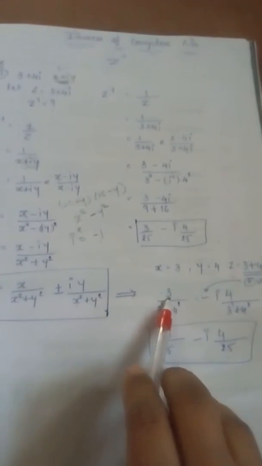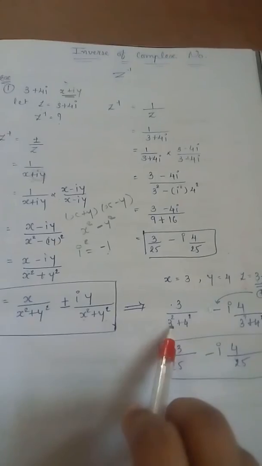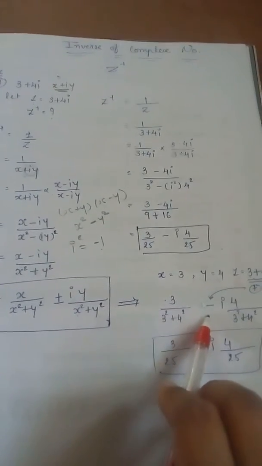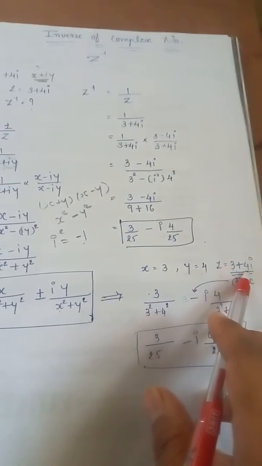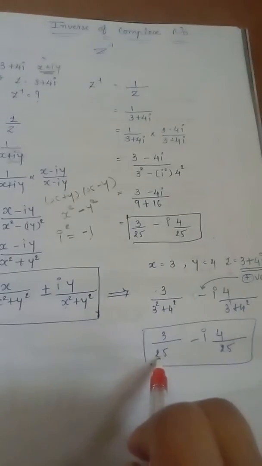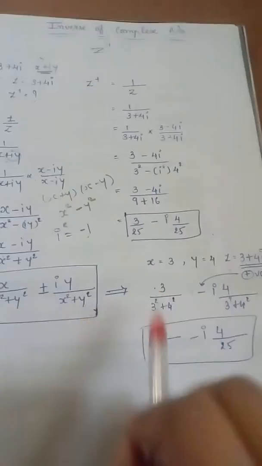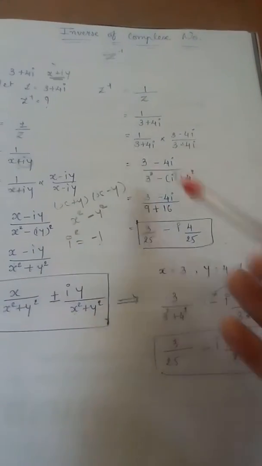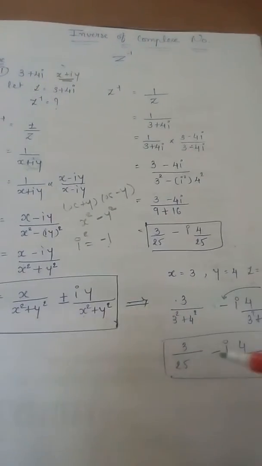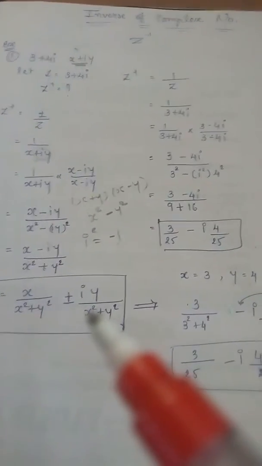x is equal to 3, so x by x square plus y square, which is 3 square plus 4 square, and minus, because here there is a positive sign between the real part and the imaginary part. So 3 by 25 minus 4i by 25. You get the same answer with both methods, but the first is the lengthier one and this is the short and easiest one. Now let's take some more examples to understand inverse of complex number.